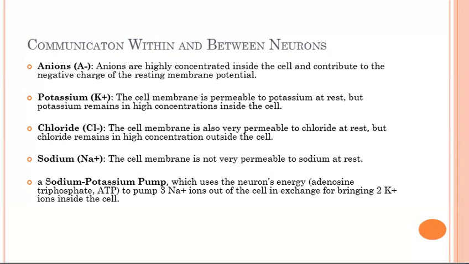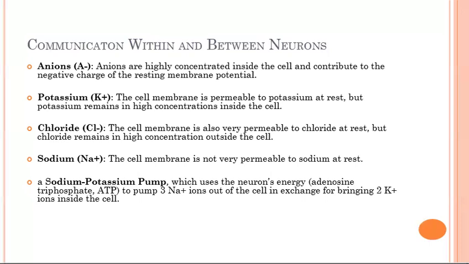Anions are highly concentrated inside a cell and contribute to the negative charge of the resting membrane potential. Diffusion and electrostatic pressure are not forces that determine a concentration because anions are impermeable to the cell membrane. There are no ion channels that allow for anions to move between the intracellular and extracellular fluid.